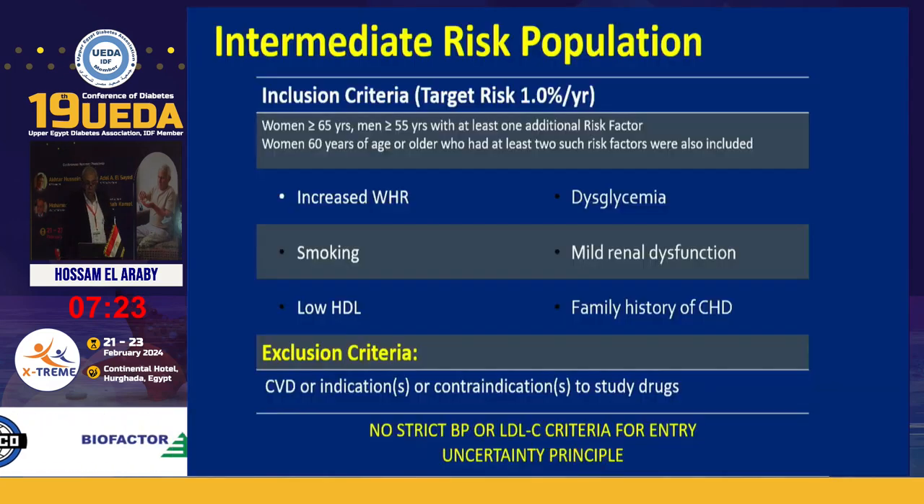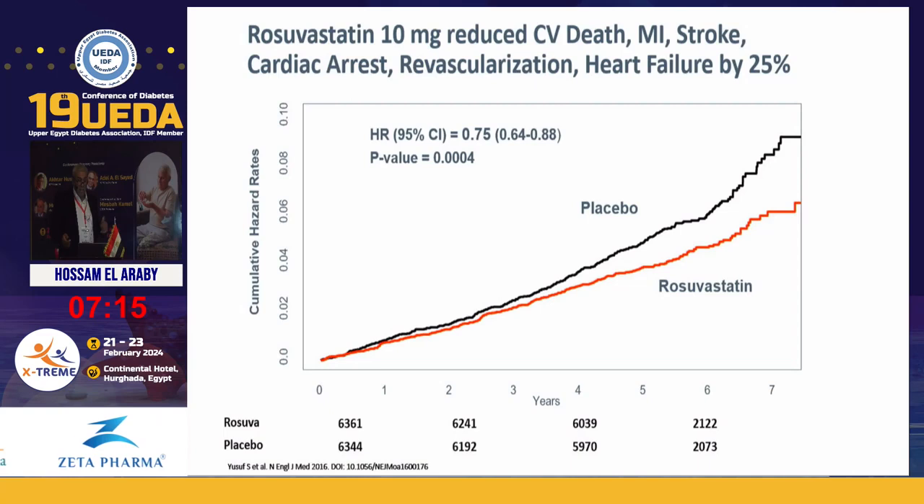Also, in the HOPE-3 trial, which included patients with just risk factors for atherosclerotic cardiovascular disease and no established disease, the use of rosuvastatin 10 milligram reduced the primary endpoint of cardiovascular death, MI, stroke, cardiac arrest, revascularization, and heart failure by 25%.